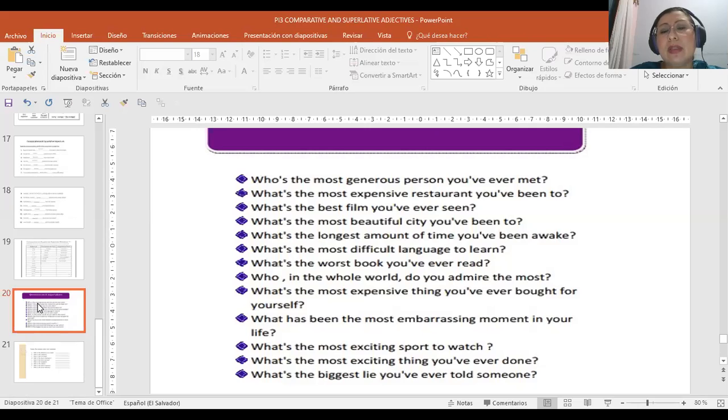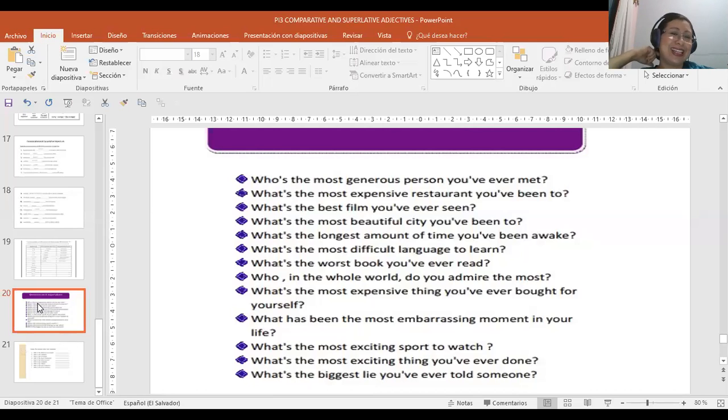What's the most difficult language to learn? For me, Chinese. I don't know, but okay. What's the worst book you ever read? Who in the whole world do you admire the most? What's the most expensive thing you ever bought for yourself? What has been the most embarrassing moment in your life? What's the most exciting sport to watch? What's the most exciting thing you've ever done? What's the biggest lie you ever told someone?